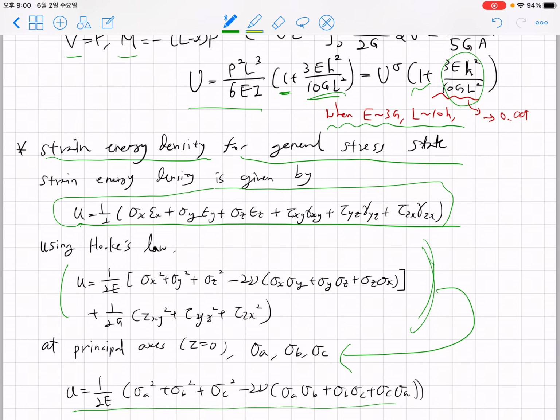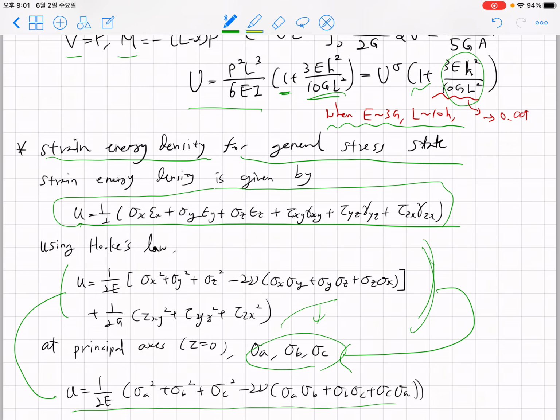Of course, strain energy density should not depend on the coordinate system we choose. This is an energy, and energy should not depend on the coordinate system we choose. This u and that u must be equal to each other. Okay, so these sigma a, sigma b, sigma c, these principal stresses, are obtained from the sigma xyz and tau xyz from the previous line.